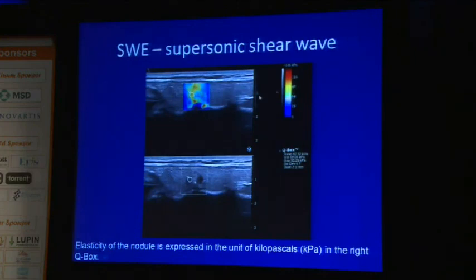There's another technology called supersonic shear waves, which is very similar to RFE, and which also gives a stiffness measurement through the tissue, but gives measurements in kilopascals. The only difference between RFE and this particular elastography is that this gives us a color map, whereas RFE is only capable of giving a grayscale image of elastography.